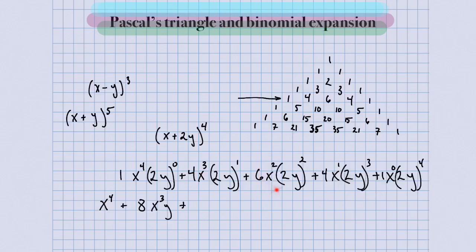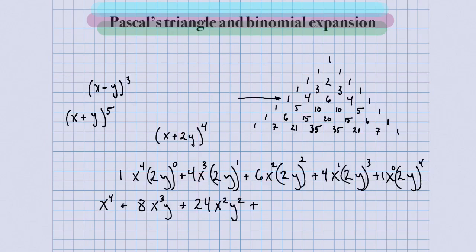Okay, the next term, 2y squared is going to give us 4y squared. Okay, 2 squared is 4, y squared is y squared. So 4y squared times 6x squared is going to give us 24x squared y squared.